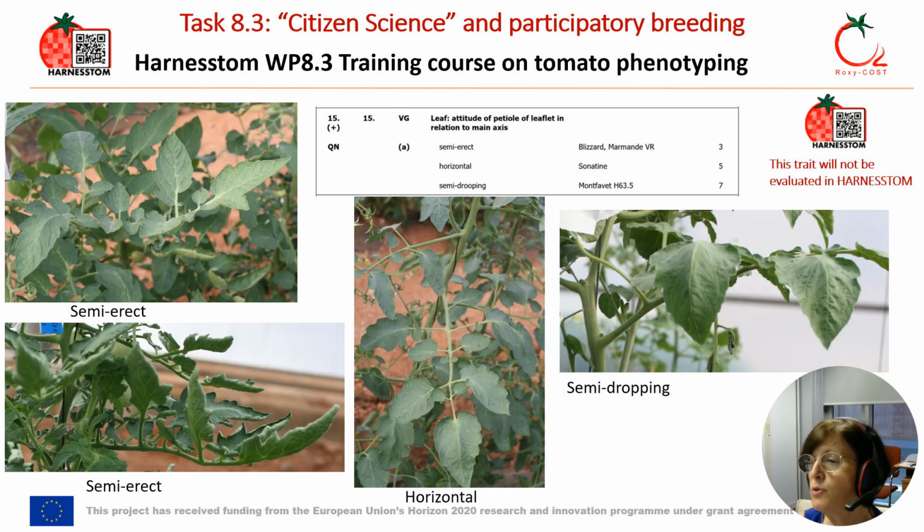Finally, the attitude of the petiole of the leaflet in relation to the main axis can be semi-erect, horizontal, or semi-dropping. A leaflet in dropping attitude can make it difficult for spores of fungi to deposit on the surface of the leaves and consequently contributes to avoiding infection by fungi. The opposite occurs in semi-erect leaflets.